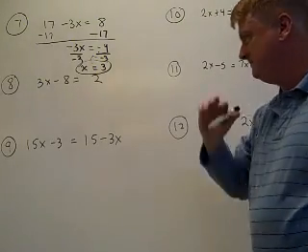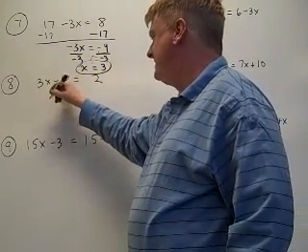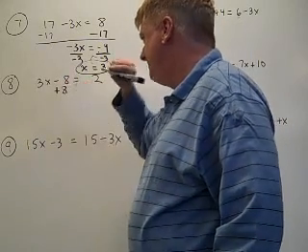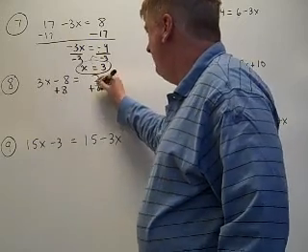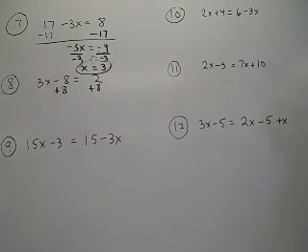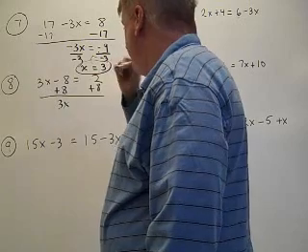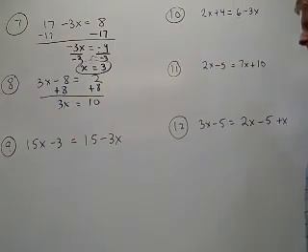Problem 8. 8 is the number that's all by itself on the wrong side. We want to get rid of that. We correct that by adding 8. But if we add 8 to the left-hand side of the equal sign, we must add 8 to the right-hand side of the equal sign as well. The result is we have 3x on the left-hand side and 10 on the right-hand side.